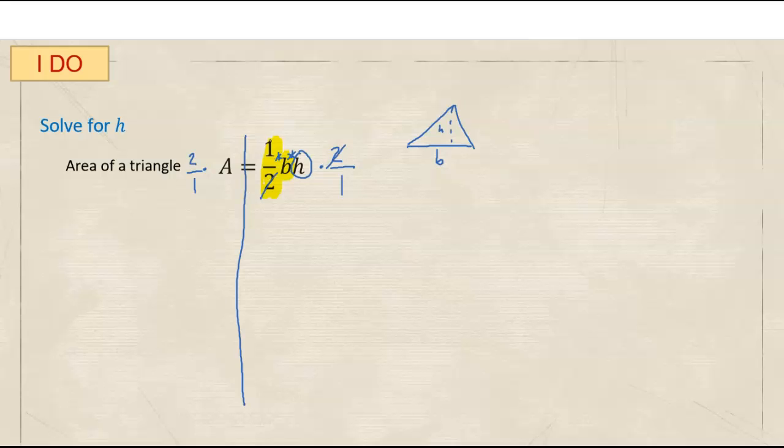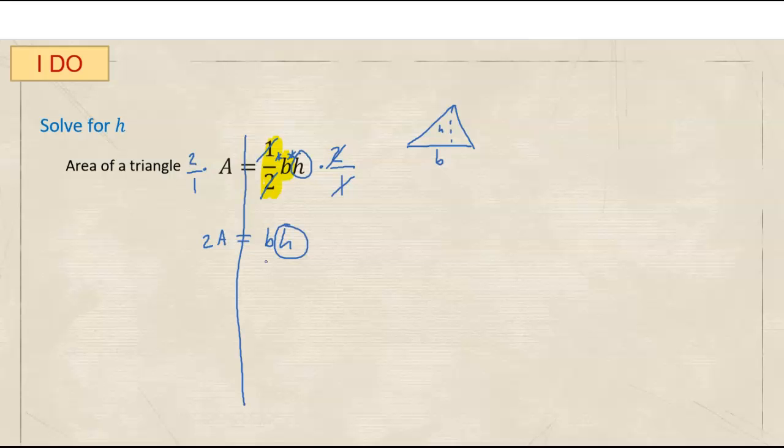These 2's will cancel, these 1's will cancel. 2/1 is just 2, so this is 2 times a, 2a. And what are we left with on the right side? B and h, just b times h. So that's way simpler than this fraction over a fraction business we had before. 2a equals bh.